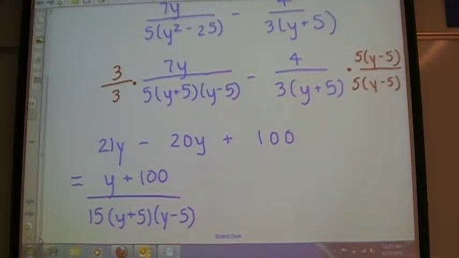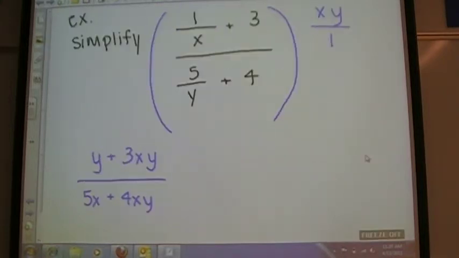All right, and the last example is a complex fraction. A complex fraction is when you have fractions within fractions. So right there in black is the original problem. You have 1 over x plus 3 over 5 over y plus 4. You need to simplify that.